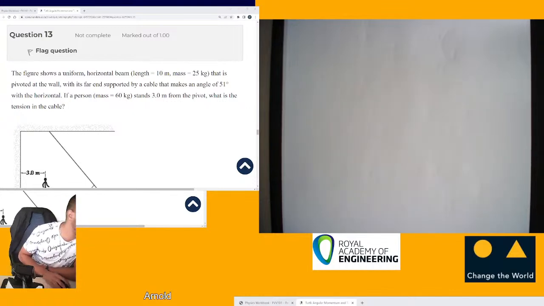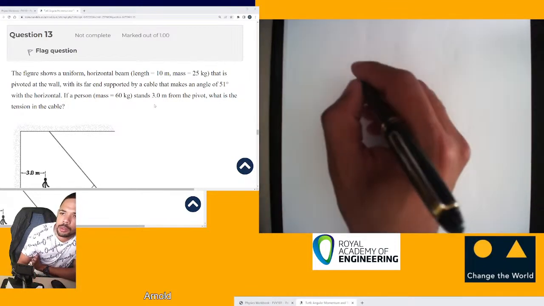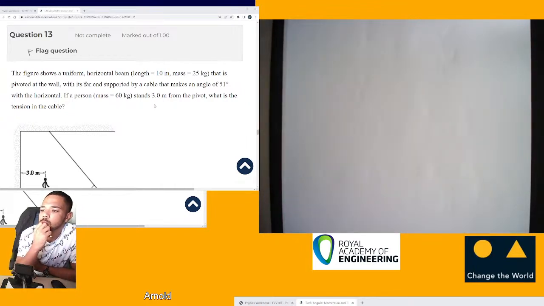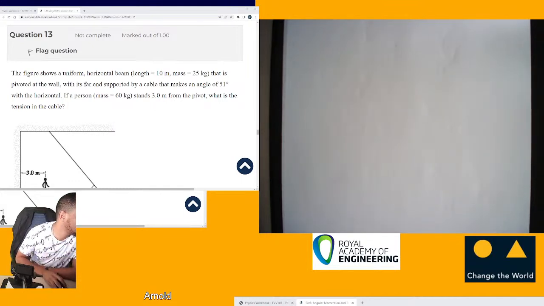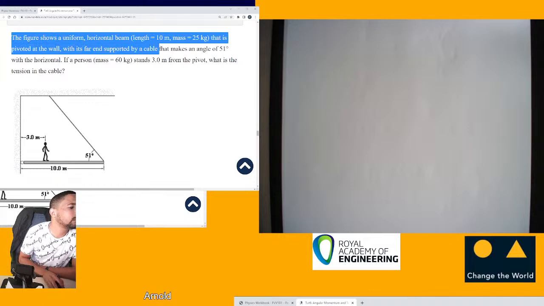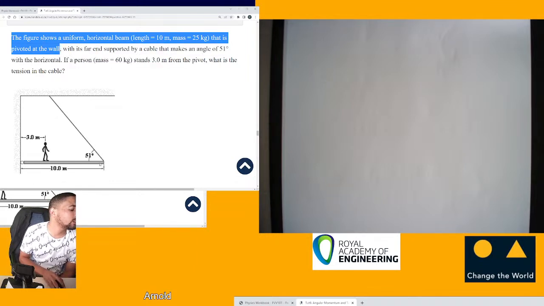Okay, question number 13. Let's see what it looks like. I'm going to have to fix this. Okay, question 13. The figure shows a uniform horizontal beam of length 10 meters, of mass 25 kilograms, that is pivoted at the wall. So here's the drawing. Horizontal beam, length 10 meters, mass 25 kilograms. It's pivoted at the wall, with its far end supported by a cable.